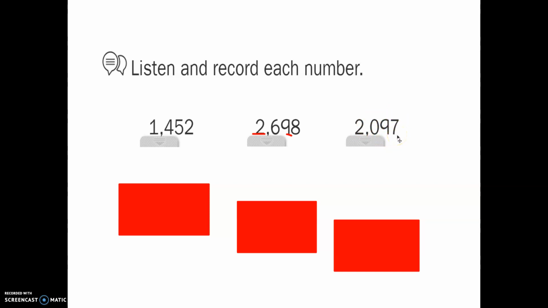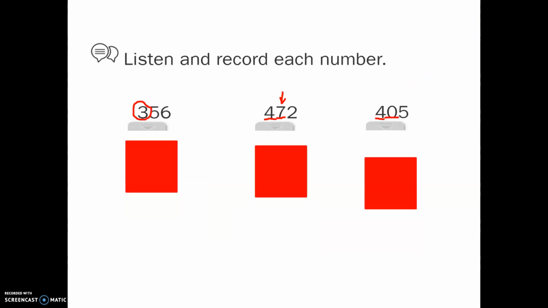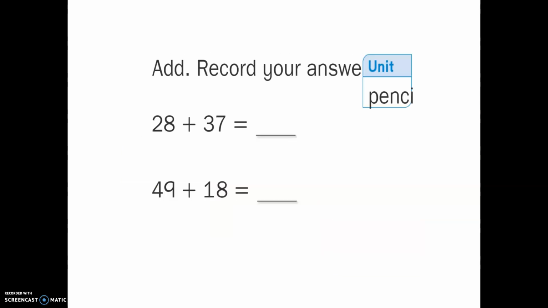Now when I read these numbers, I say 1,452. Some people like to sneak the word "and" in there. They might say 1,452 with an "and." There's not an "and" in the number. So we never say the word "and" when we're saying larger numbers. So in the last screen, when it was 472, it's not "four hundred and seventy-two," it's just 472. So that's something that we're going to work on this week or this year.